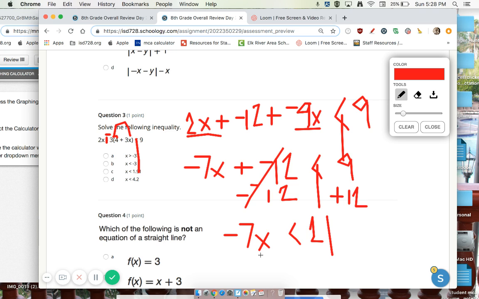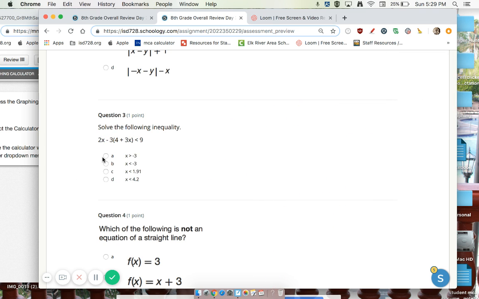Okay, and then I got to divide through by my negative 7. So if you recall way back in Unit 3, when you divide by a negative, you create a false statement. So I have to flip the inequality to maintain its truth. So then x is greater, because I had to flip it, than negative 3. So x is bigger than negative 3, which is my A. So good. That would be my A.